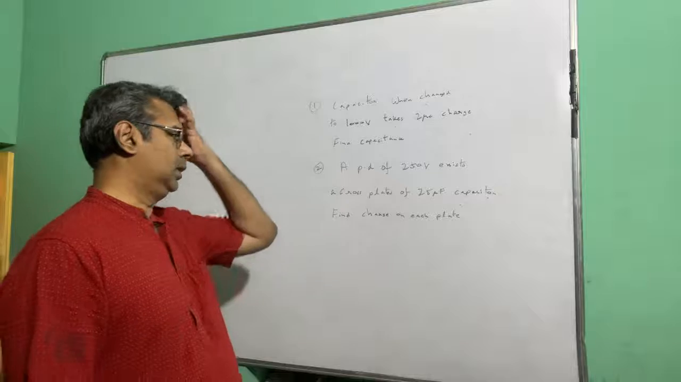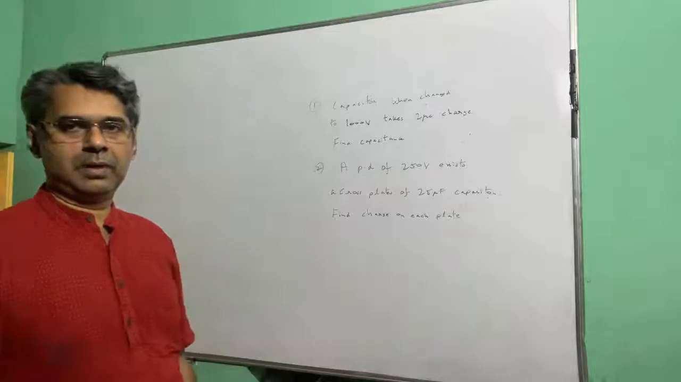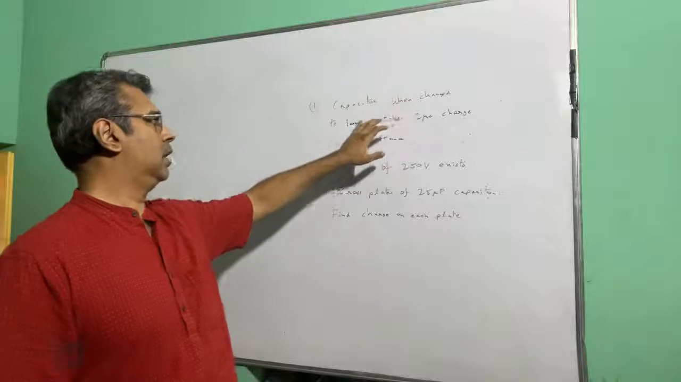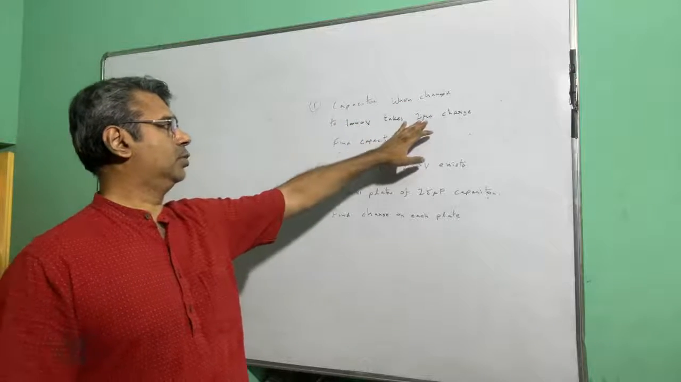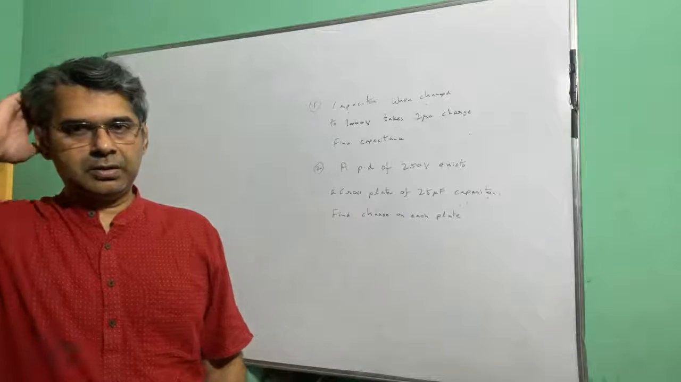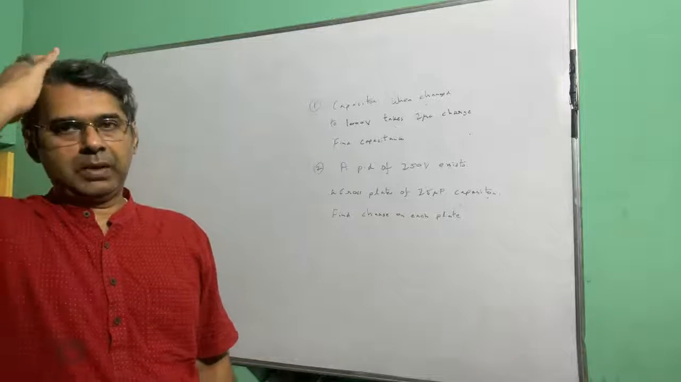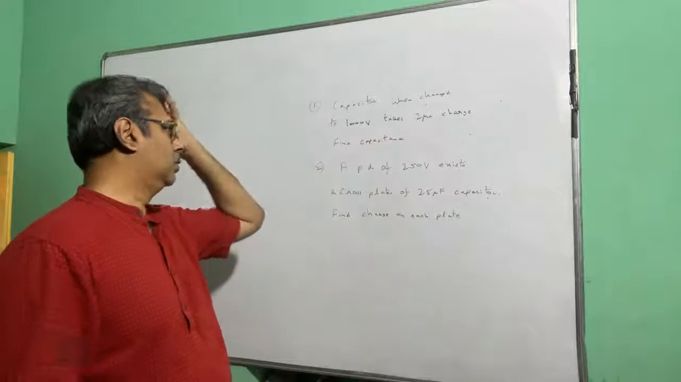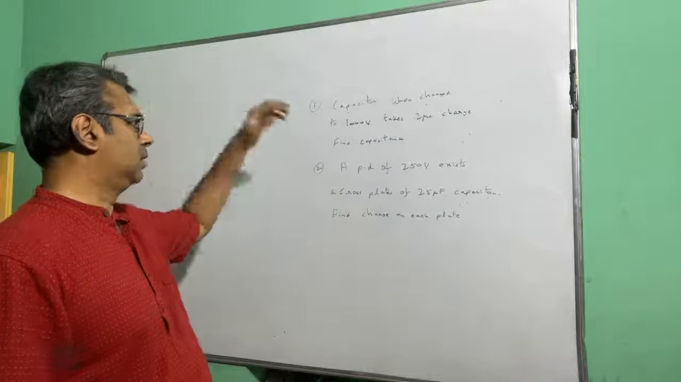So these are the two homework questions based on today's session. Question number 1. A capacitor when charged to 1000 volt takes 2 microcoulomb of charge. Find the capacitance. That is the first question of today. Question number 2. A potential difference of 250 volt exists across the plates of a 25 microfarad capacitor.